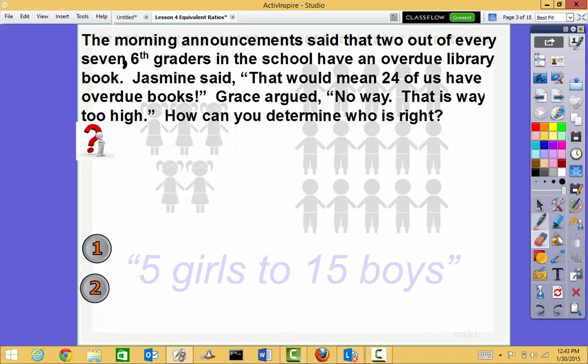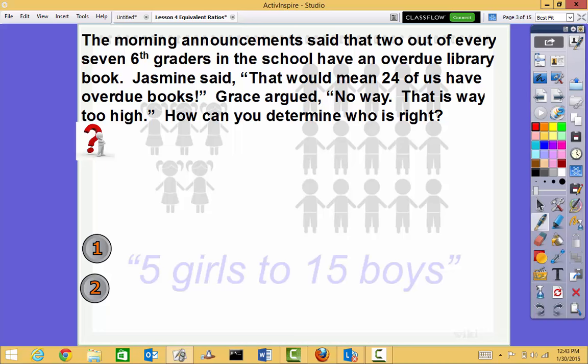Alright, so now that we've seen an example, we're going to do a problem for you guys. Here we have, the morning announcement said that 2 out of every 7 6th graders in the school have an overdue library book. Jasmine said, that would mean 24 of us have overdue books. Grace argued, no way, that is too high. How can you determine who is right?